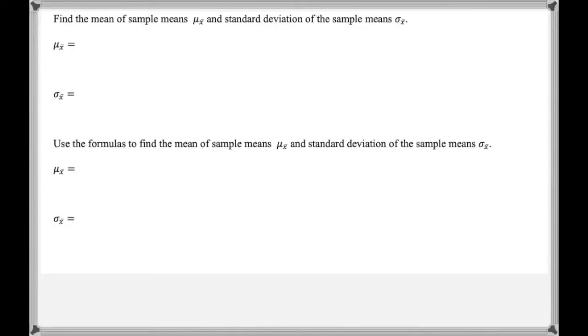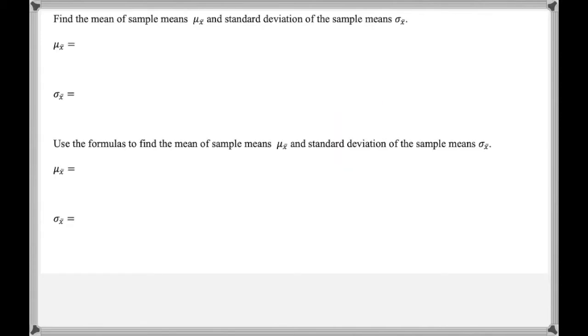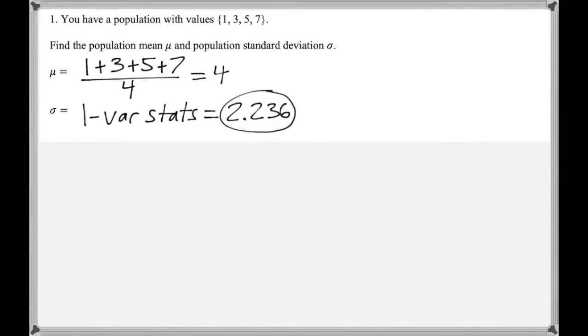Find the mean of sample means and the standard deviation of sample means. So to find mu of x bar, we want to take the mean, or the average, of all of the sample means. So we're going to add all of them up and divide by how many numbers there are, which would be 16. And this gives us 4. And you'll notice that that's the same number that we calculated for the population mean.